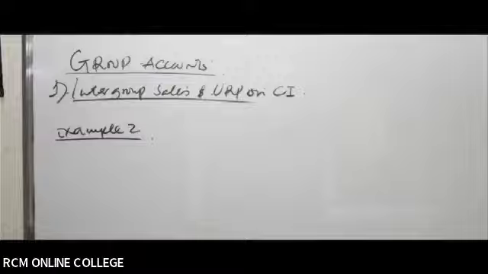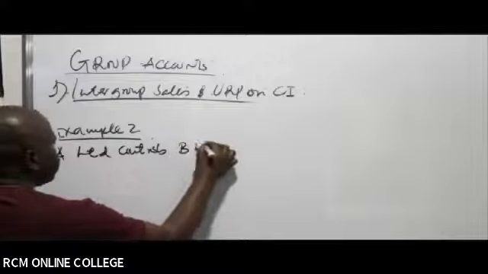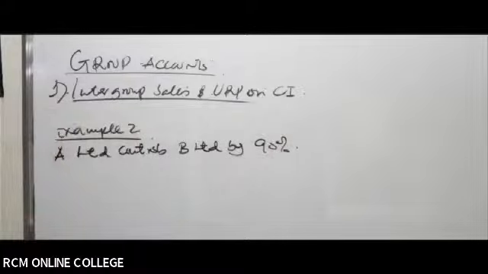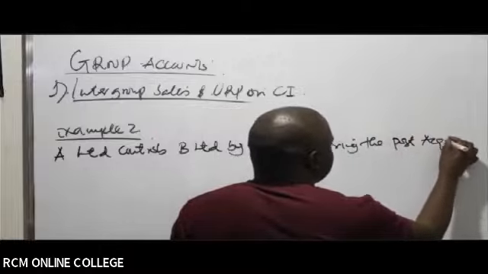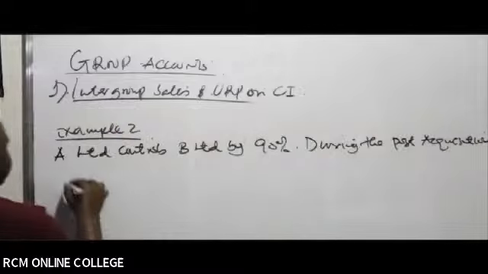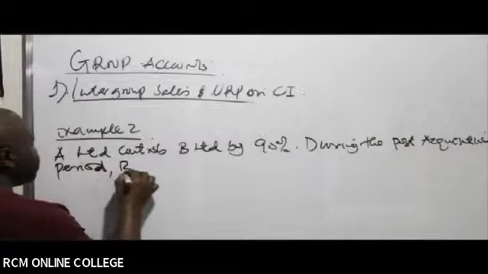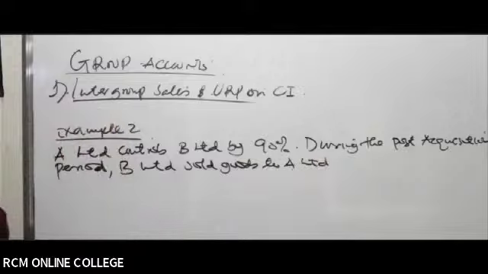Example 2: A Limited controls B Limited by 90%. During the post-acquisition period, B Limited sold goods to A Limited.